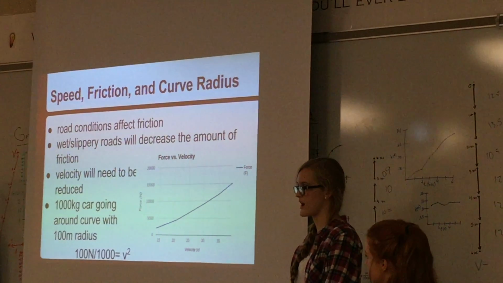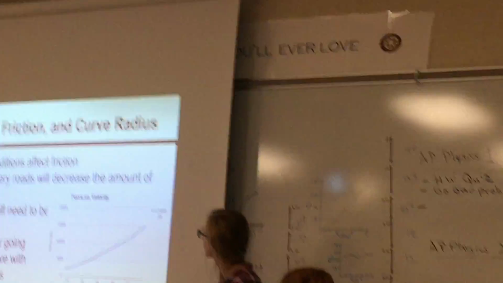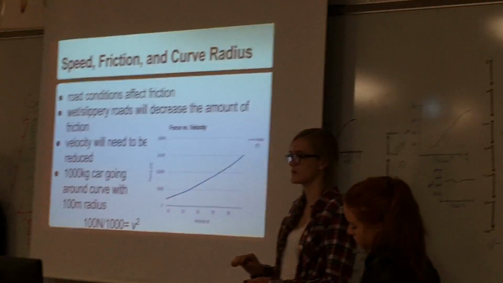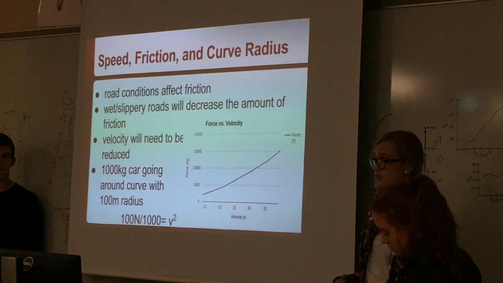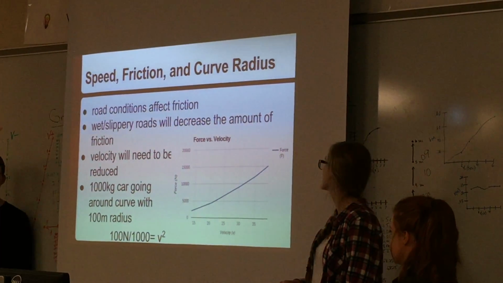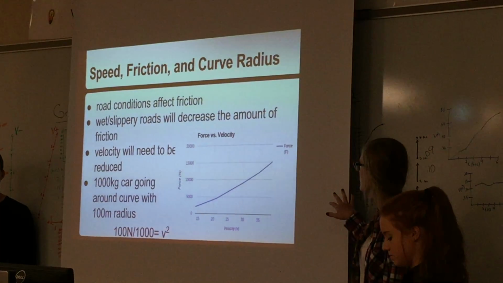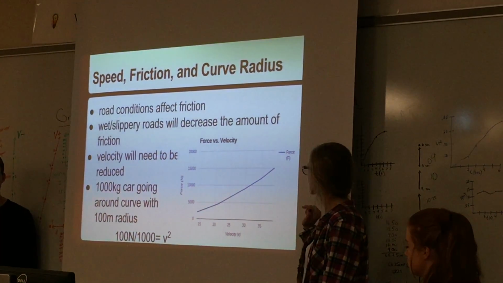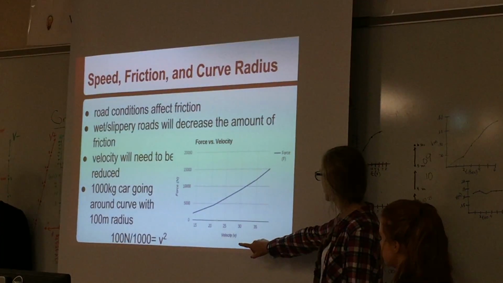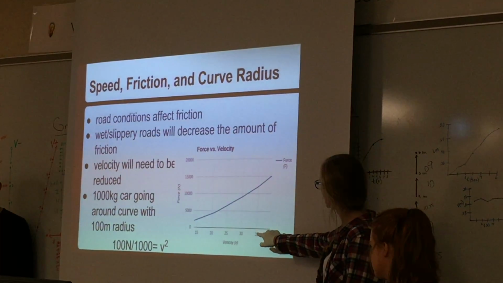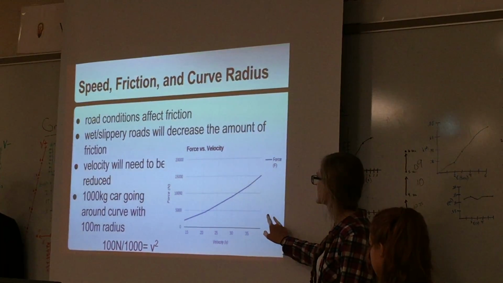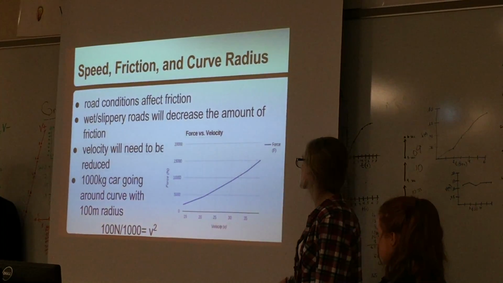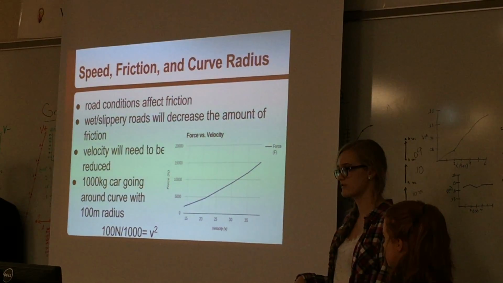And then looking more at the velocity against force, road conditions affect friction. When it's icy or wet, the friction will be decreased, and so the velocity will need to be reduced as well. This graph is a 1,000 kilogram car going around a 100 meter radius curve, and as you can see, as the speed increases, the amount of force needed increases as well, and so as you go slower, the amount of force you need is less, so you can go around that curve.